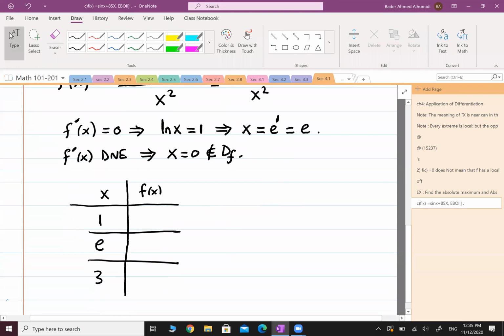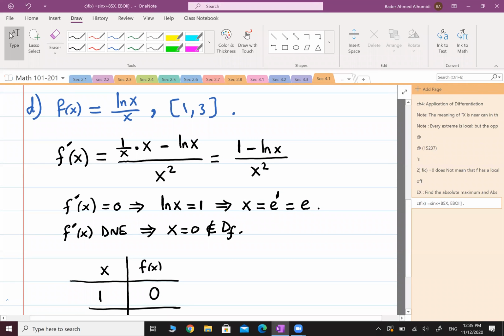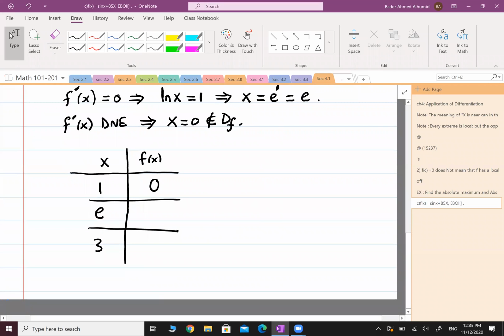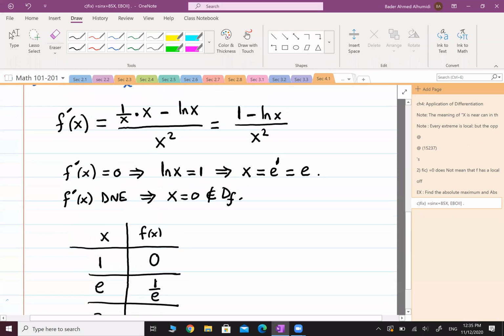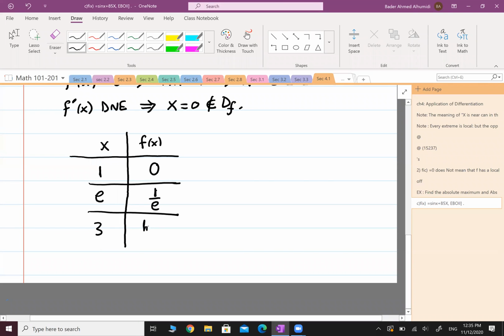ln of 1 is 0, over 1, that is equal to 0. Clear? We substitute e, and we get ln e over e. ln e is 1, so ln e over e is 1 over e. The question now: what about 3? It will be ln of 3 over 3, ln of 3 divided by 3.